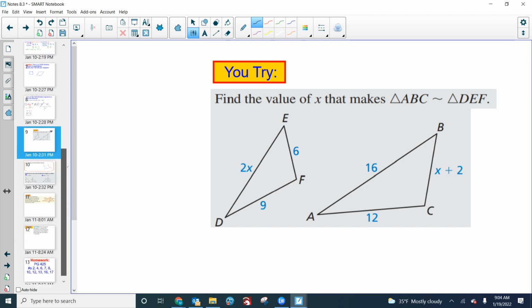Let's see how much more we have left. Yeah, let's go ahead and do this one. Find the value of x that makes these similar. Go ahead and try to set it up on your own.